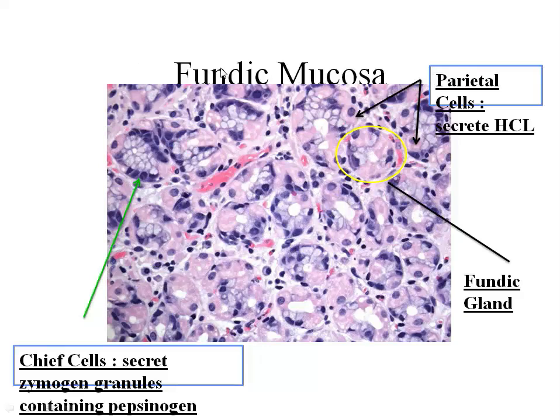Okay, now the fundic mucosa changes at the fundic portion of the stomach. There you will see the parietal cells that secrete HCl, hydrochloric acid. Fundic glands are present. Chief cells secrete zymogen granules containing pepsinogen. This modification you will see in the mucosa of the fundic region of the stomach. What are those modifications? Presence of fundic glands, presence of parietal cells, and presence of chief cells.